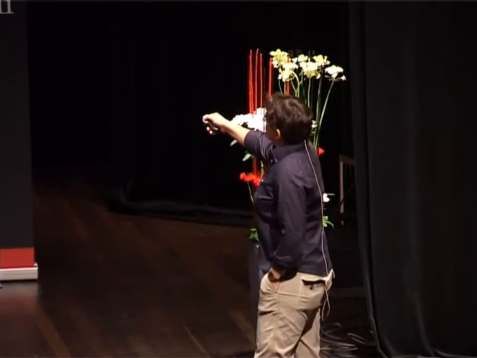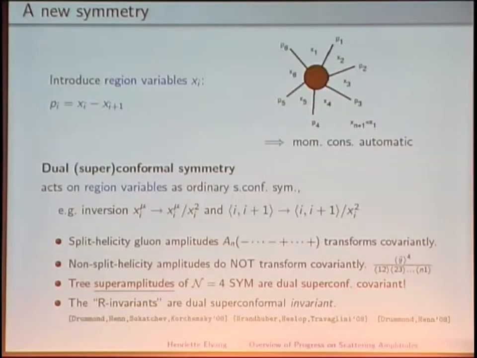The first thing I want to notice is this invariance. What does it refer to? Well, there's a new symmetry, and we can see this by introducing something called region variables. Now, tree-level amplitudes are always planar, so if I organize my external momenta in a certain order here, then I can label the regions between these momentum lines by variables x_i, in such a way that I declare that the momentum that separates two regions is given by the difference of the corresponding x variables. This is very nice. It makes momentum conservation automatic, because if I sum over all the momenta, this sum simply telescopes and collapses down to 0.